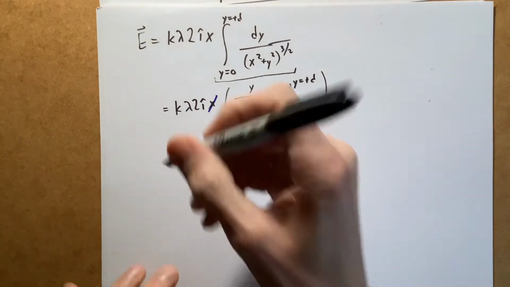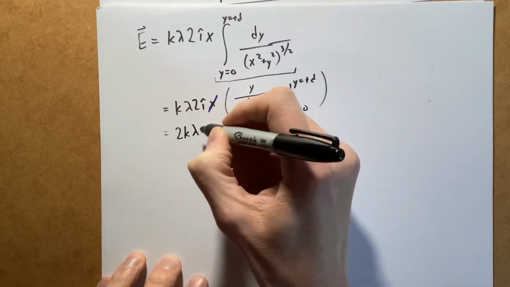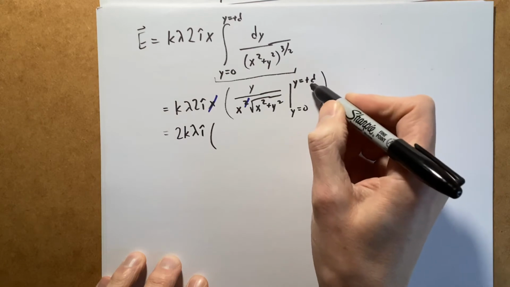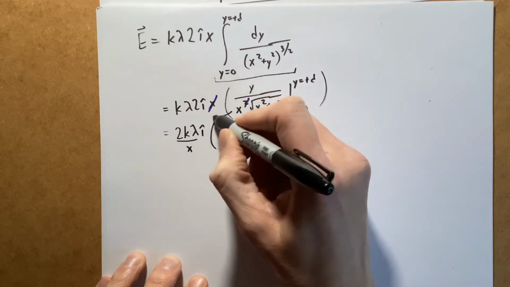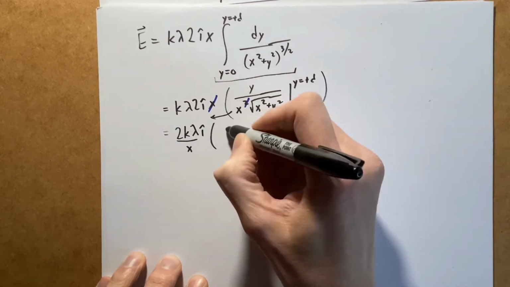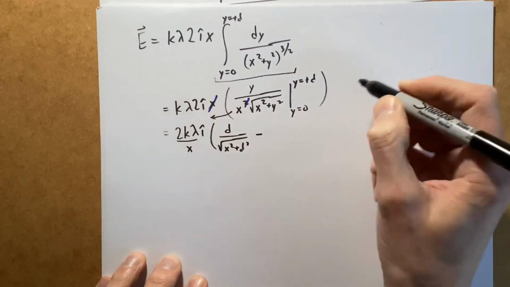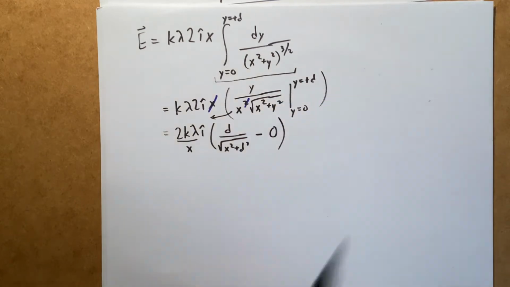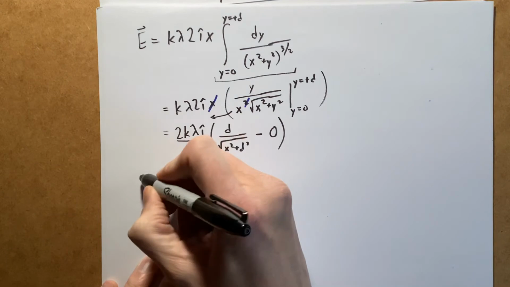And then, let me reorder these slightly. I don't like the 2 being in the middle for some reason. And we get, putting it in here, and we'll bring the x out here, that guy. And then we have y, so now y is d over the square root of x squared plus d squared, and minus, plugging in y equals 0, it is 0. Remember not to get lazy there. It's nice when plugging in 0 gives you 0. That is not always the case. And I think we're pretty much done.